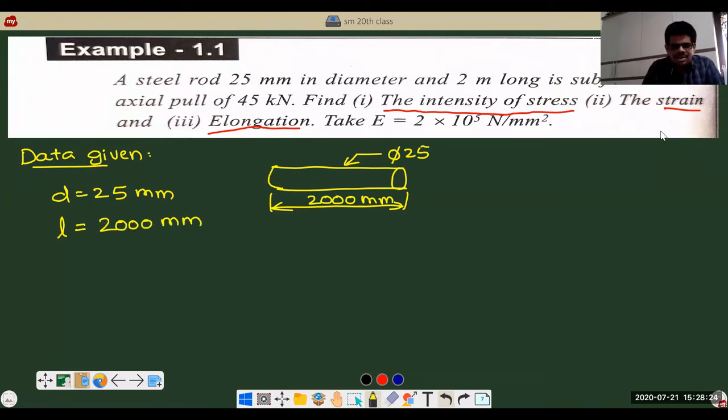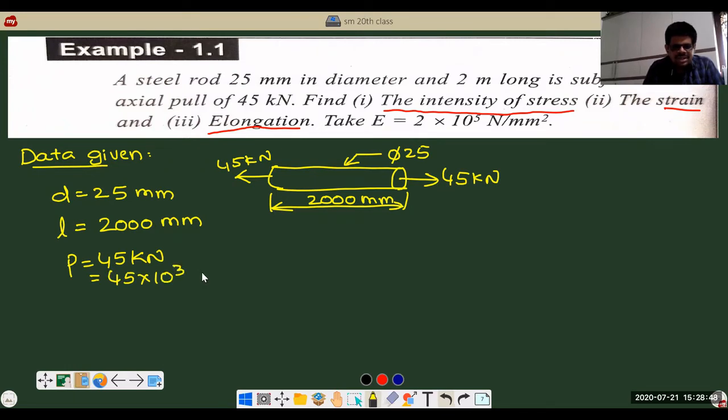So it is subjected to an axial pull. So pull means this is pull. It is subjected to an axial pull of 45 kilonewtons. So pull is nothing but force. So P is equal to 45 kilonewtons. So here it is in kilonewtons. So I will convert this into newtons. So 45 into 10 to the power of 3.